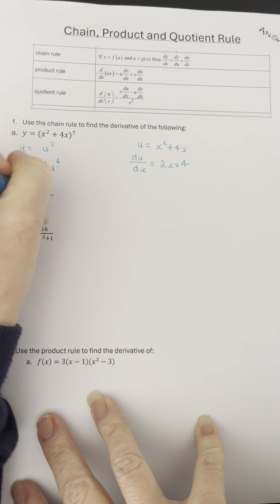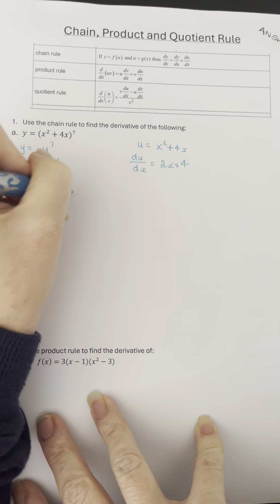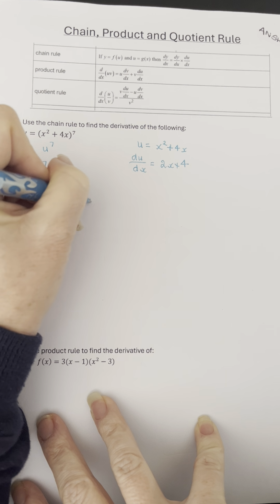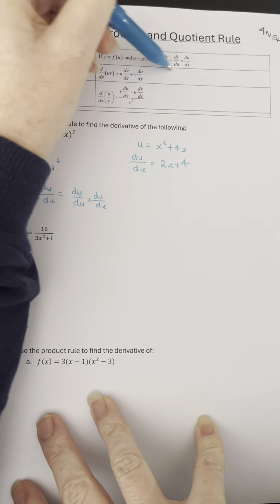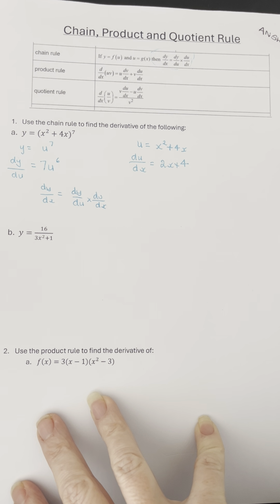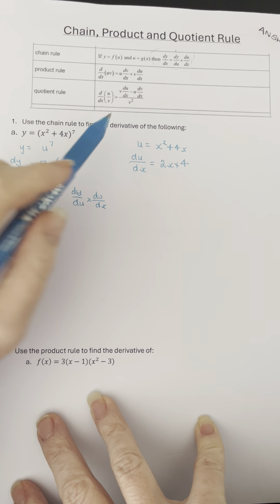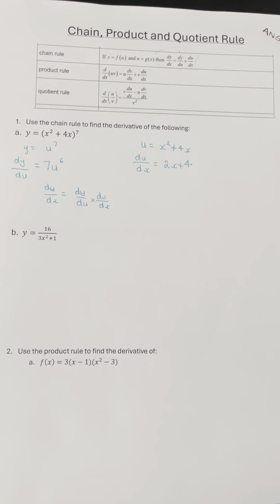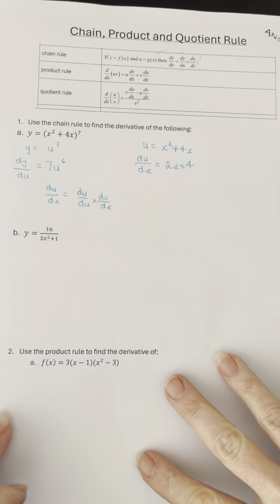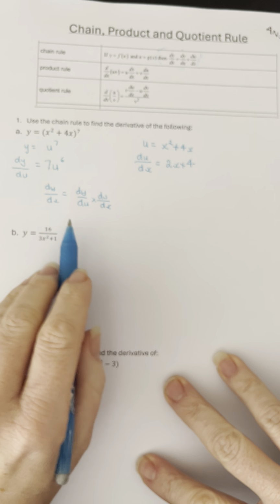And then I know that my dy on dx is going to equal dy on du times du on dx. Now, if we have a look up here, that's this version of the chain rule that I like to use. You may see other versions of how to write that, and when I do my product rule question, you'll see how I do that a little bit differently to the one in the rule there.